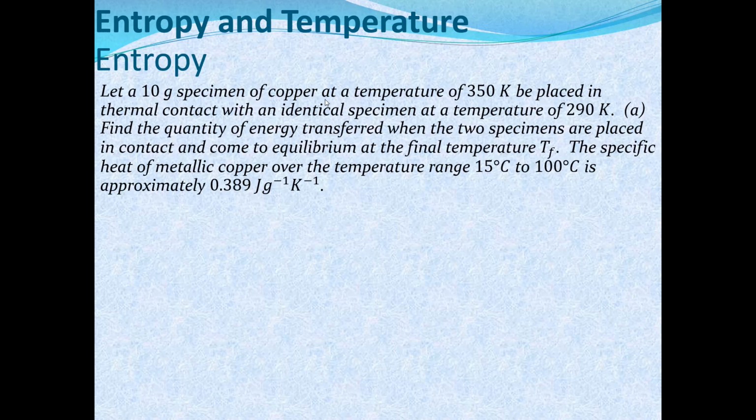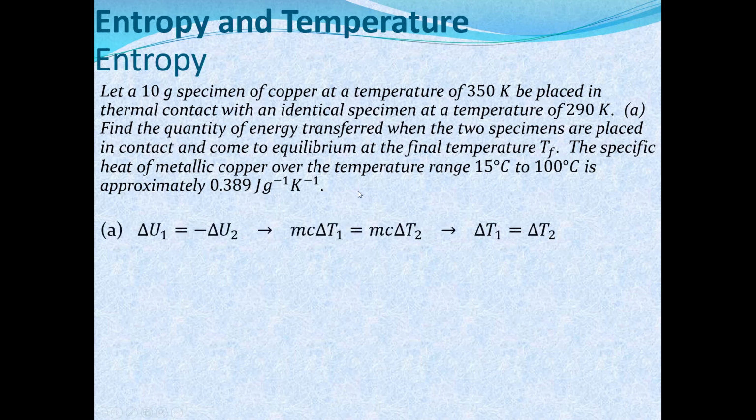All right, so what we're going to do here is figure out the amount of energy being transferred between the two systems, and then it's coming to some final temperature. They tell us the specific heat and the range of temperatures over which it makes sense for this specific heat.